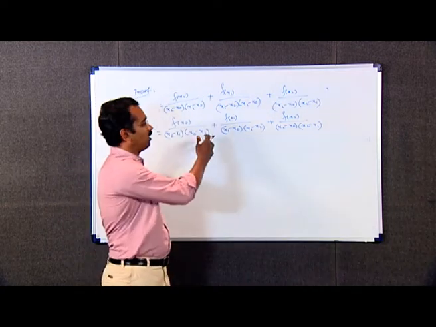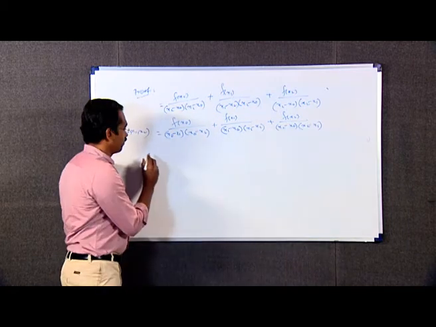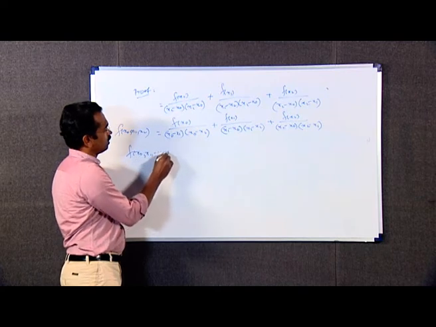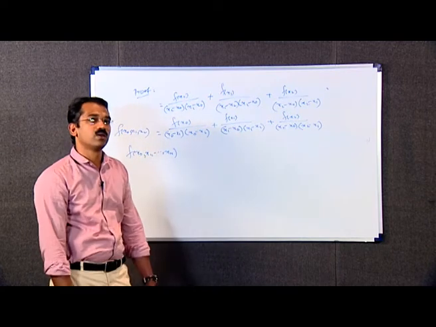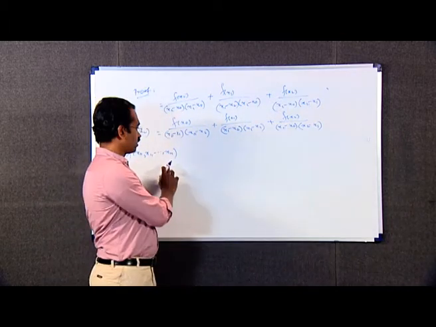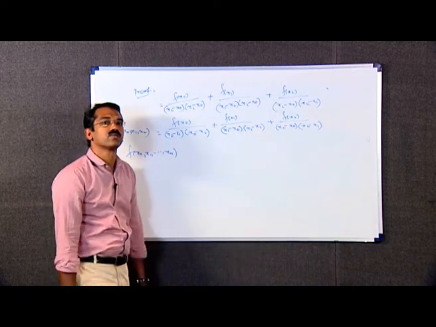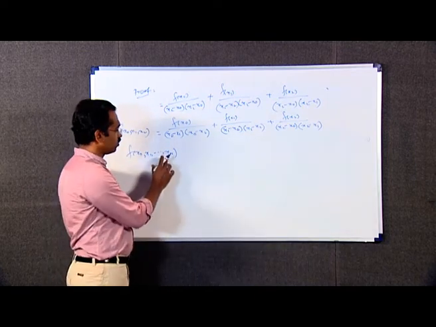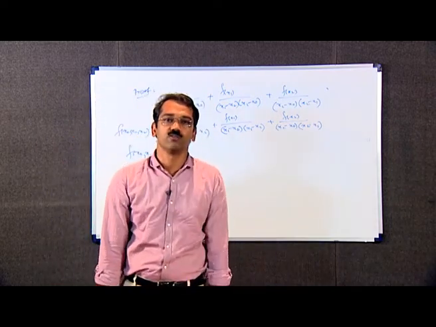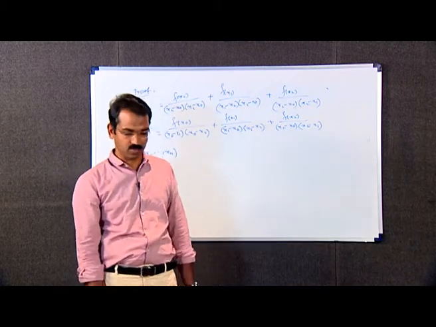Proceeding in this manner, we can show that f of x0, x1, x2, up to xn, the divided difference between the arguments x0, x1 up to xn, is symmetrical with respect to any two arguments. Hence, the divided differences of all orders are symmetrical in their arguments.